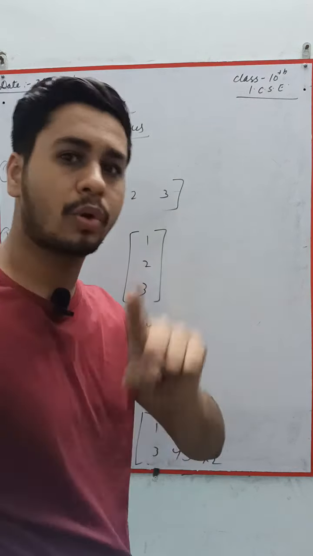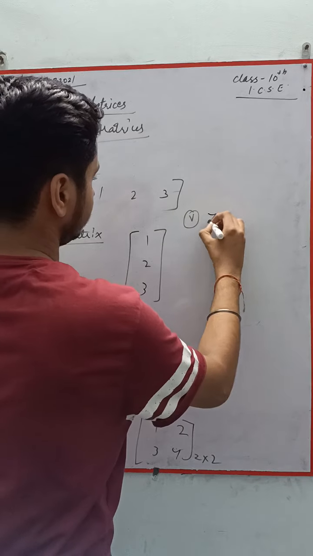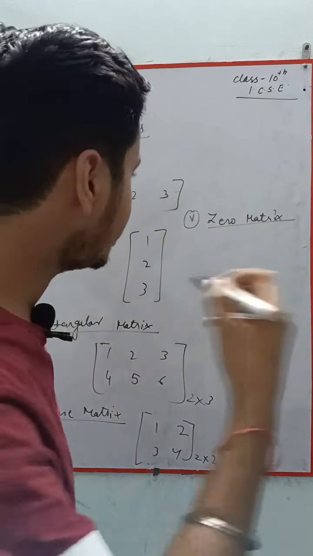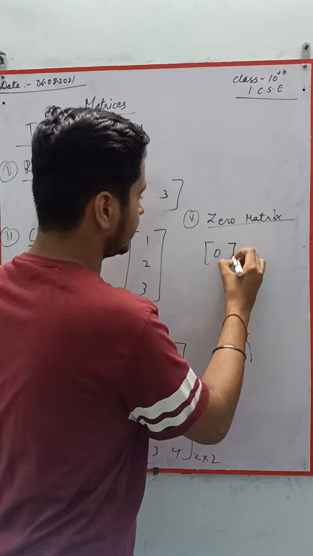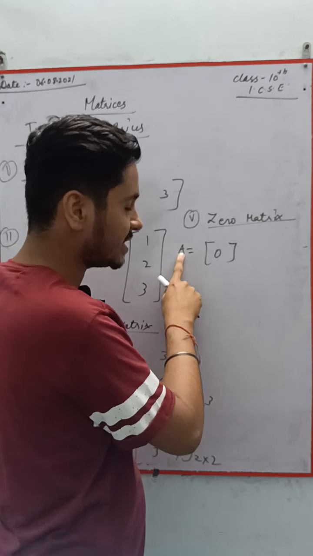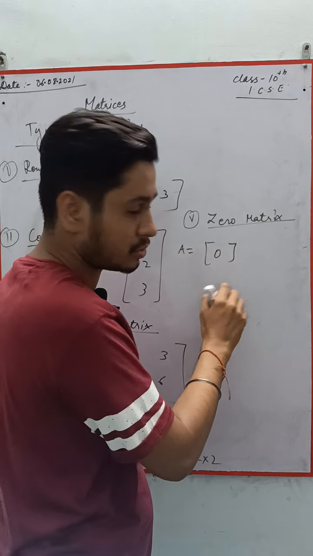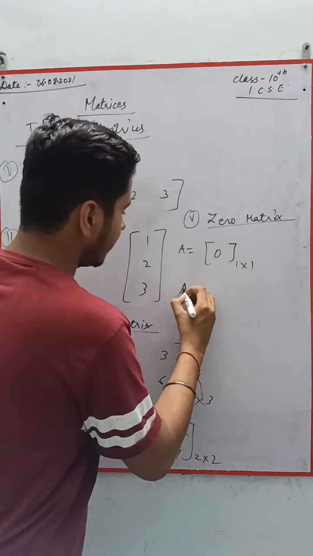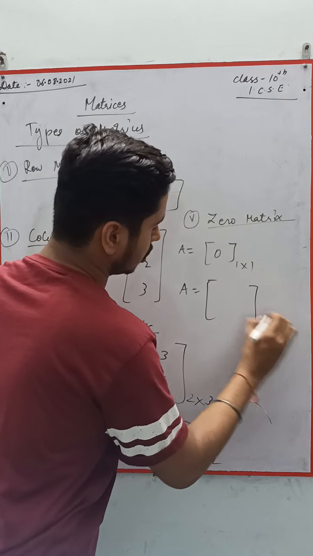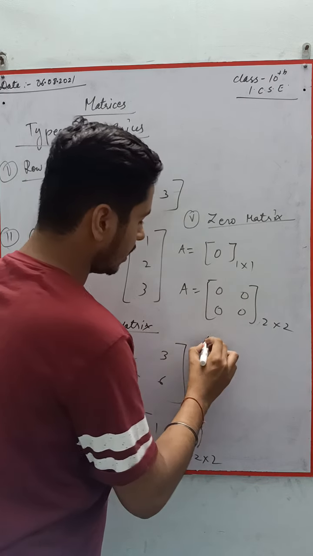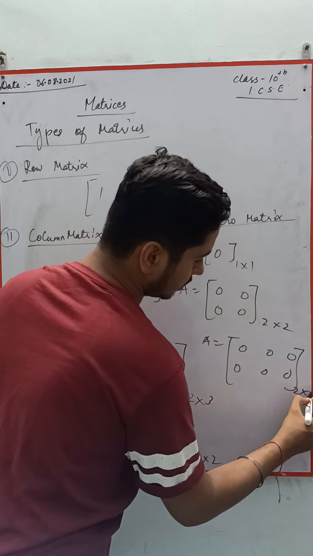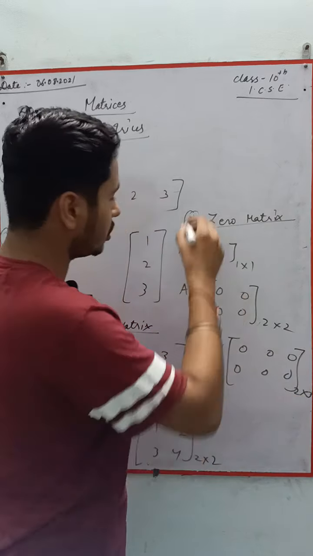Then comes the zero matrix. Again, by the name itself, a zero matrix is a matrix whose elements are all 0. For example, I am considering A as a zero matrix of order 1 cross 1. If I consider A of order 2 cross 2, it is 0 0 0 0. Or it can be 0 0 0 0 0 0, which is 2 cross 3. So these are examples of a zero matrix.